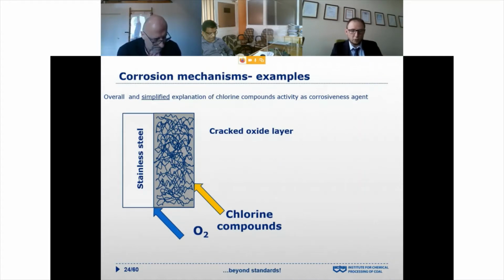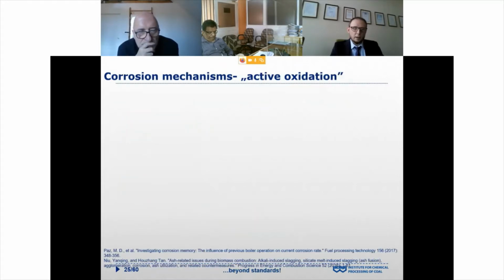Why do we focus on chlorine? Because paddy straw contains, in fact, a very big amount of chlorine. So this is why, in our opinion, it would be the main problem of paddy straw combustion and co-combustion. But let's go more deeply into the corrosion mechanism. I just want to show only one.